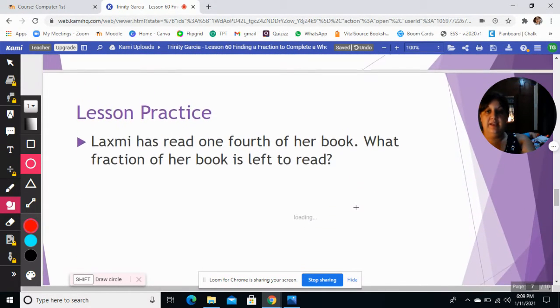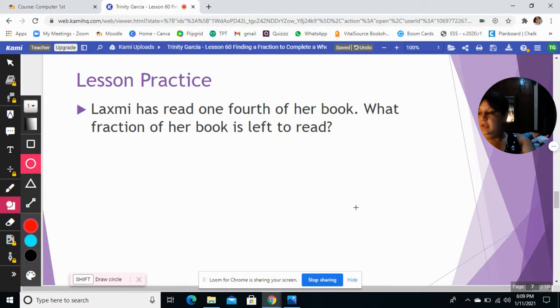All right, lesson practice. This is lesson practice A. It does not say A on the board, but it is A, okay? Laxmi, you have the weirdest names in this book. Laxmi has read 1/4 of her book. What fraction of her book is left to read? Okay, so let's go ahead and draw.